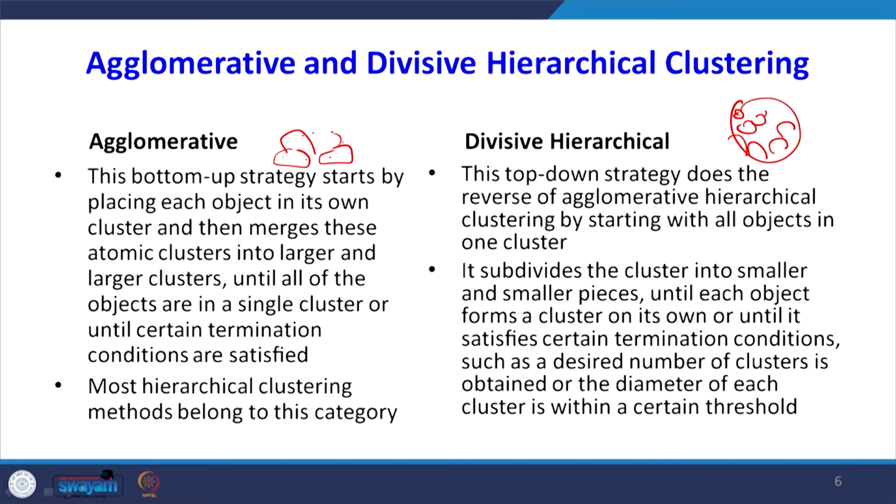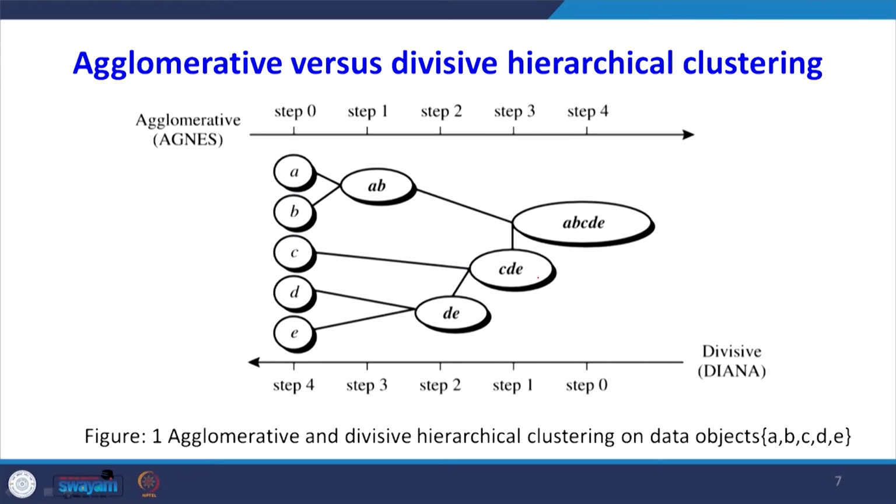The divisive method subdivides the cluster into smaller and smaller pieces until each object forms a cluster on its own or until it satisfies certain termination conditions, such as a desired number of clusters is obtained or the diameter of each cluster is within a certain threshold. This picture explains the difference between the agglomerative and divisive methods.